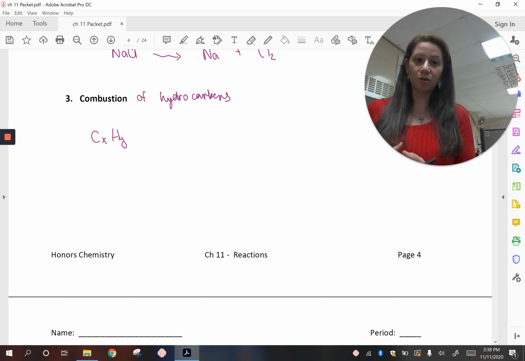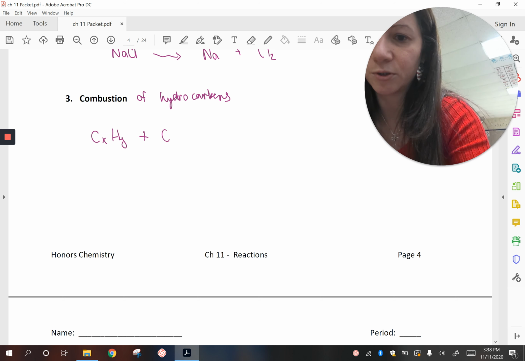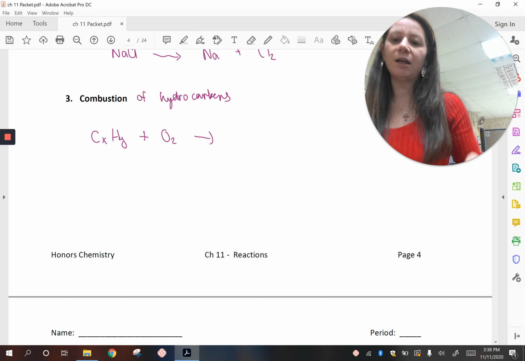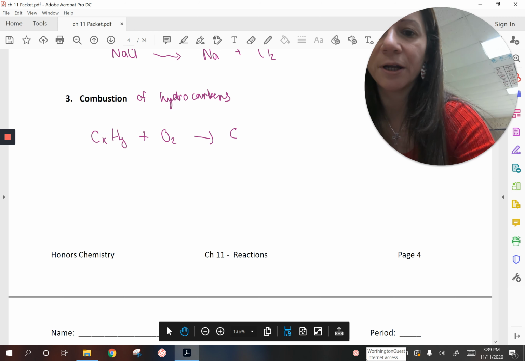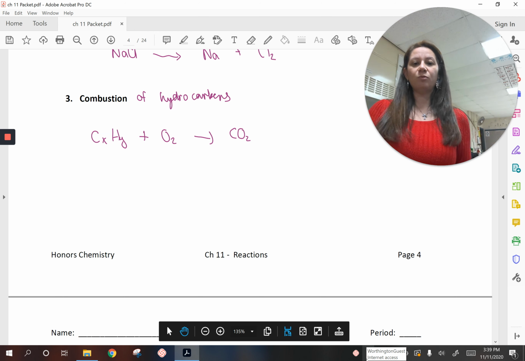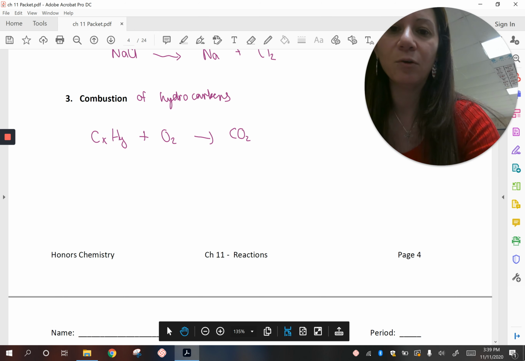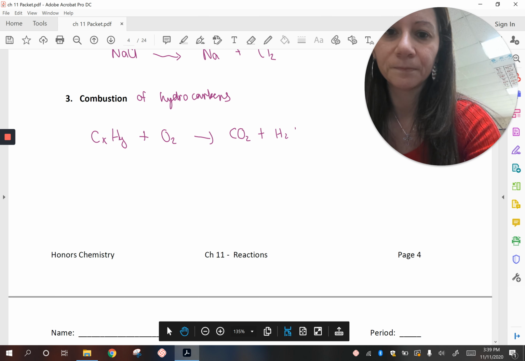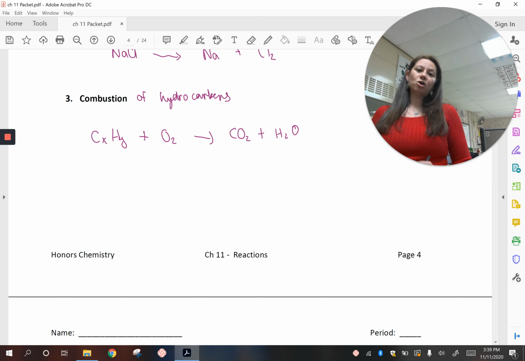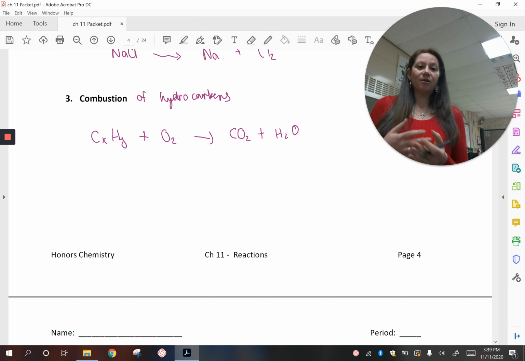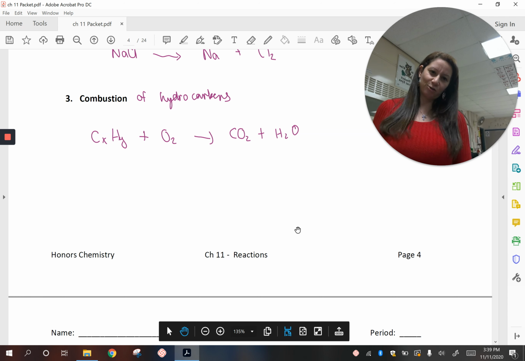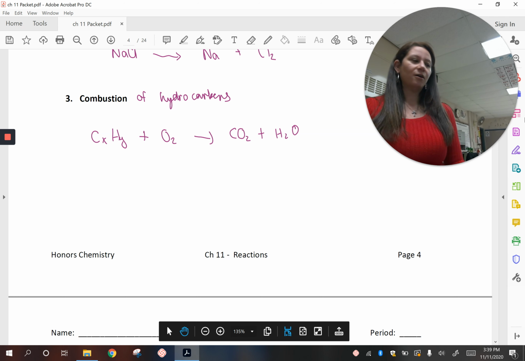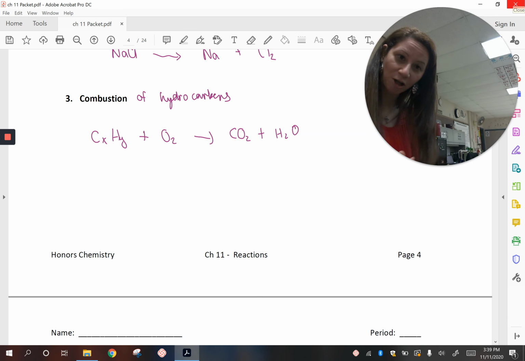We're going to add oxygen to it. So we're going to add O2. And when you rapidly add oxygen to the carbon, you're going to form carbon dioxide. When you add oxygen to the hydrogen, you're going to get water. And so for combustion reactions, they are the easiest to predict what the products are because they're always going to be CO2 and H2O, but they are the trickiest to balance. So let me grab some alcohol so we can burn it.